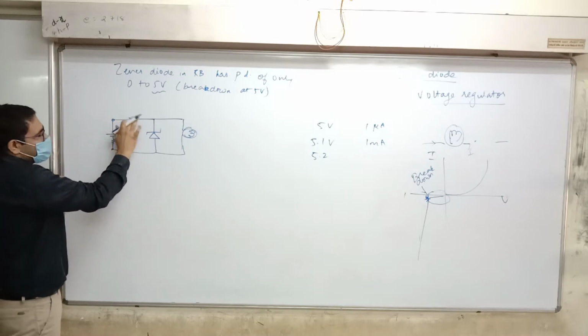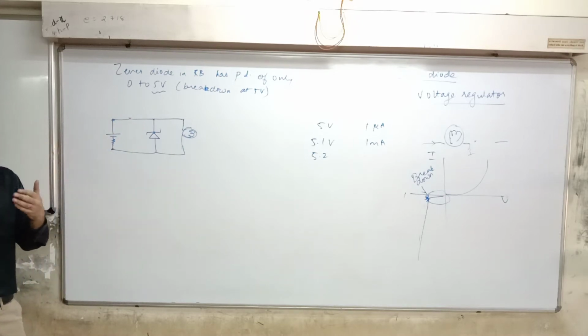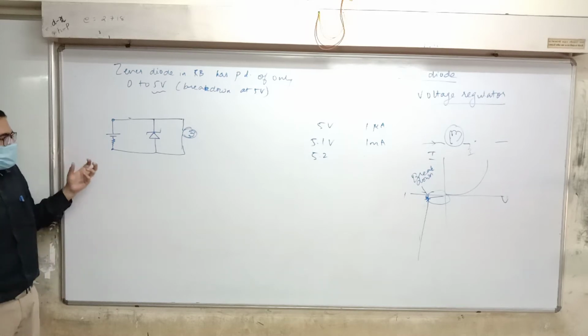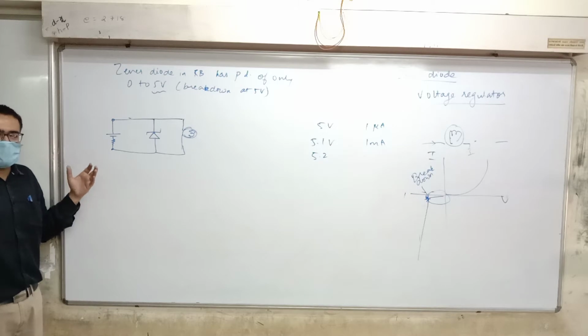But let's say some voltage fluctuation occurs. You understand what a voltage fluctuation is? Suddenly the voltage increases, and instead of 3 volts, it becomes, let's say, 10 volts.